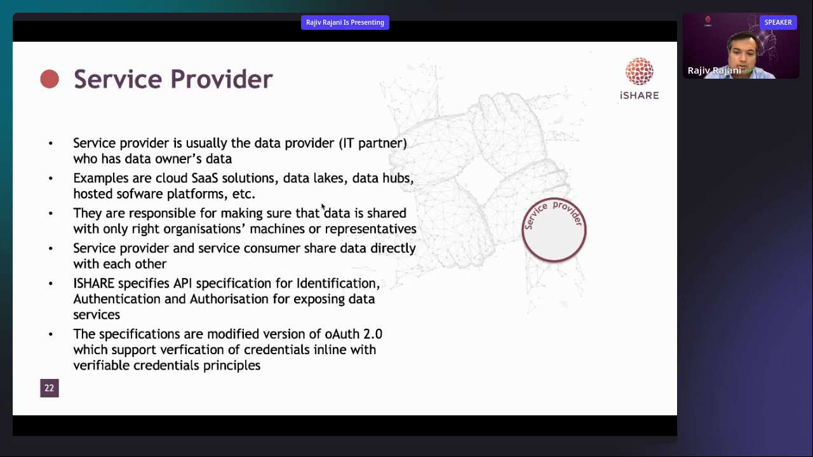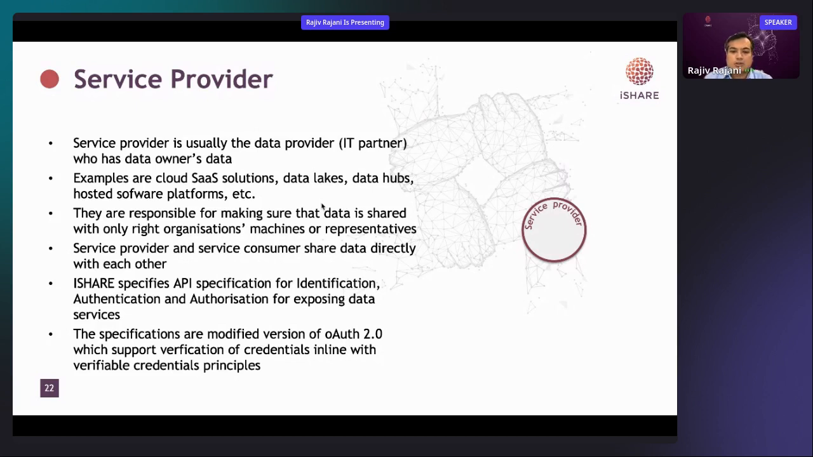As I mentioned, iShare specifies or reuses existing standards like OAuth 2.0 and OpenID Connect. But of course, these standards were actually built for B2C, specifically in the internet world.